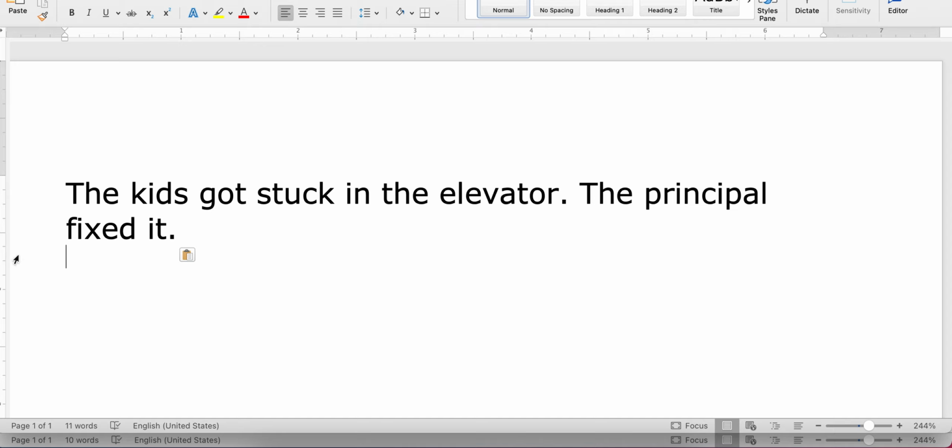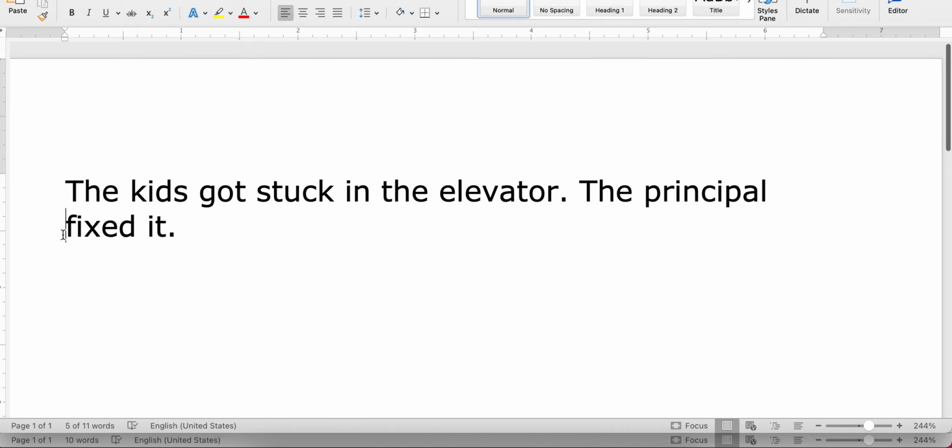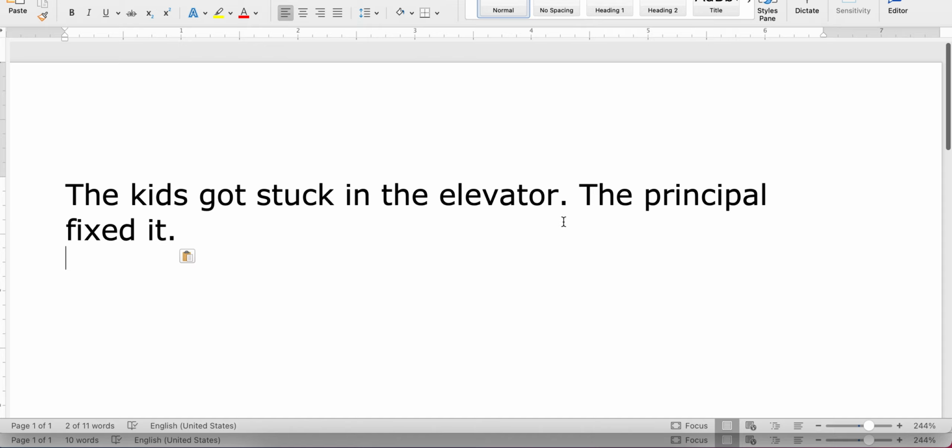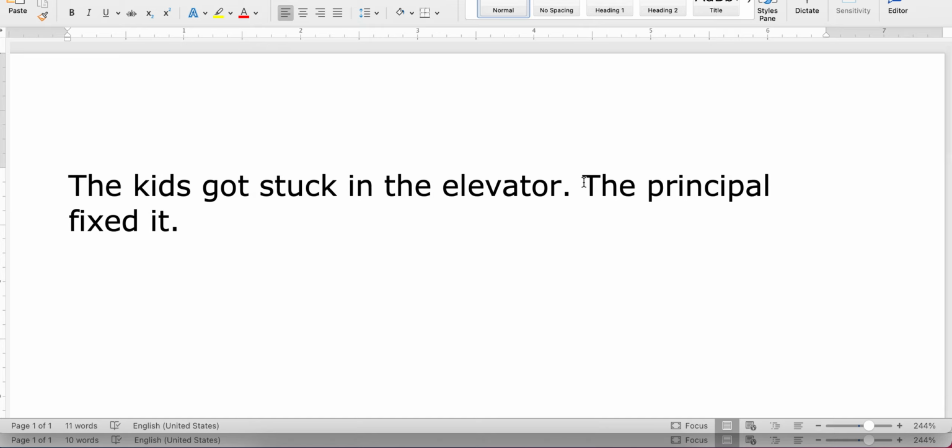Okay, so the kids got stuck in the elevator. The principal fixed it. These are two complete sentences, and they're grammatically correct. You have the subject, the kids. You have the predicate, got stuck in the elevator. You have the subject, the principal. You have the predicate, fixed it. But let's say you want to combine the two.